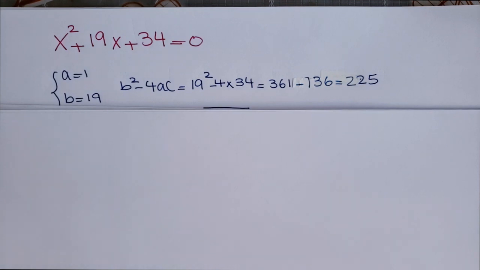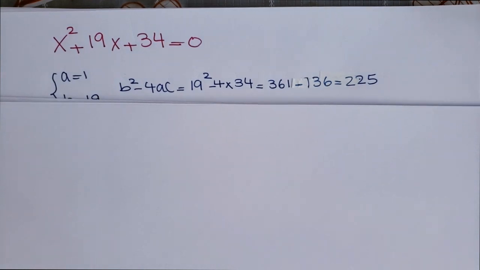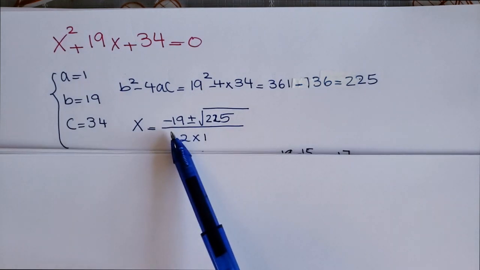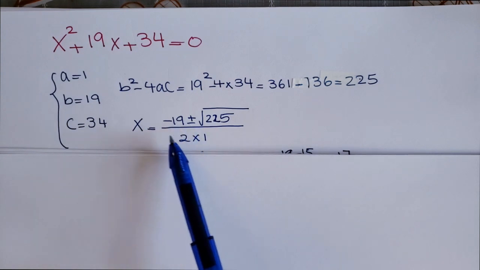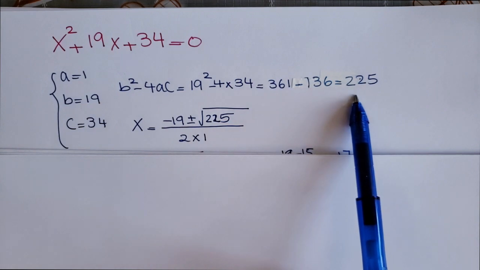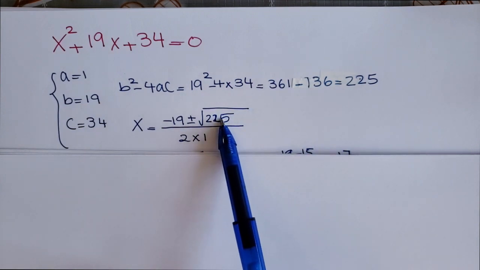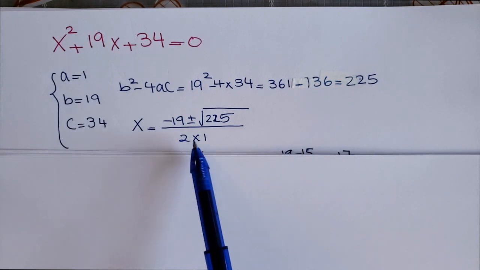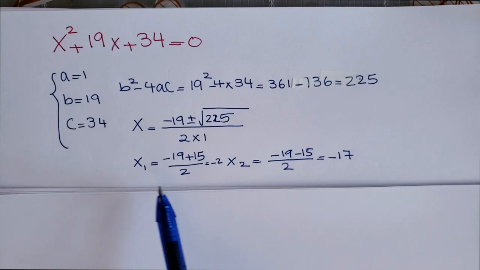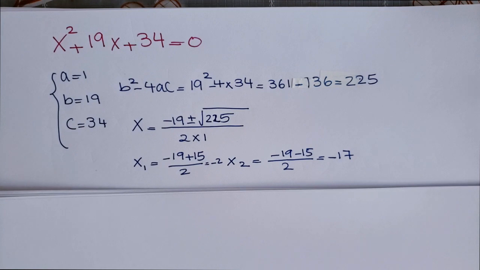So let's solve this one through the quadratic formula and then use factorization. In order to use the quadratic formula, we simply substitute all the values in. So minus b, it's minus 19, plus and minus. We already calculated b squared minus 4ac, which is 225. We simply substitute it here over 2 times a. And after simplification, the first root would be located at -2. The second root would be located at -17.